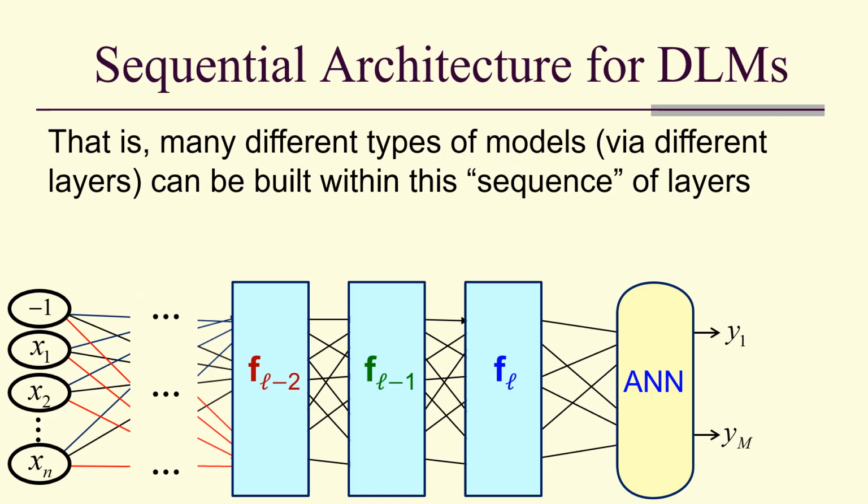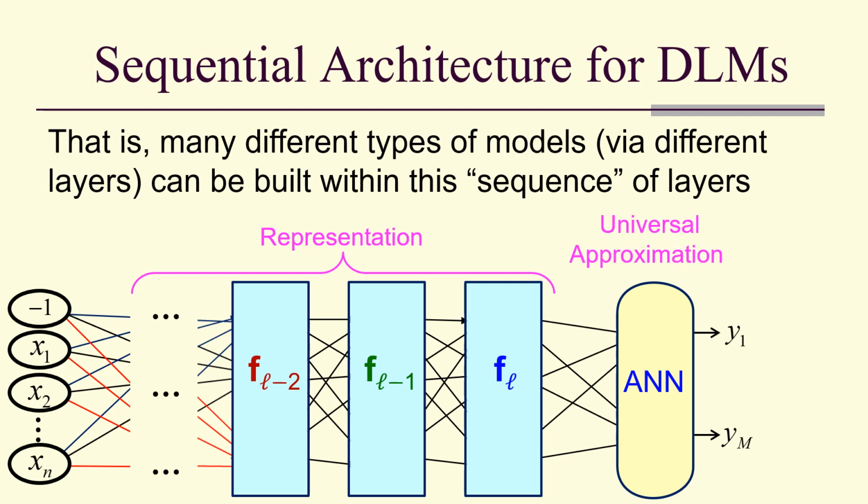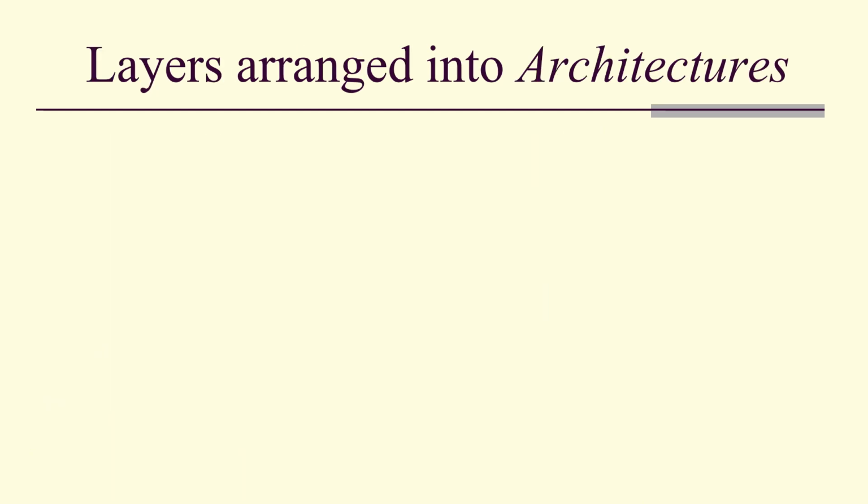Architectures. This is a sequential architecture for deep learning models. And we can build many different types of models within a sequence of layers approach, where you have a representation followed by universal approximation. But this is only one example of an architecture.